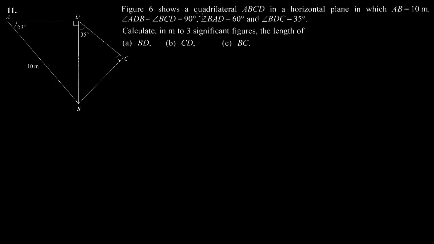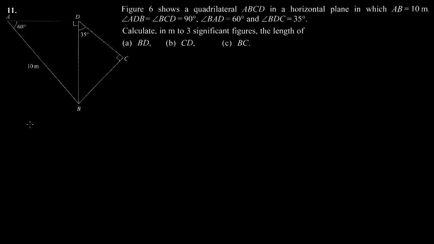Figure 6 shows a quadrilateral ABCD in a horizontal plane in which AB is 10 meter and the angle at A is 90 degree, and this angle DCB is also 90 degree, and we have another angle, this is 60 degree, and this is 35 degree. We have to do every sum in 3 significant figure.